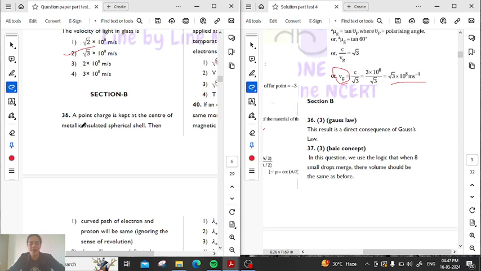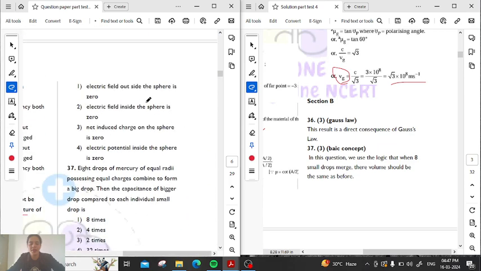Okay. A point charge is kept at the center of a metallic insulated spherical shell. That means we have a metallic insulated shell, which is not affected by any environmental temperature changes or any other changes. So in that we have kept a point charge inside it, at the center.